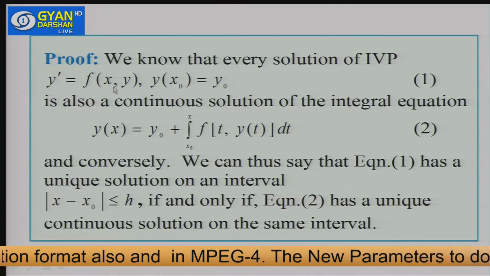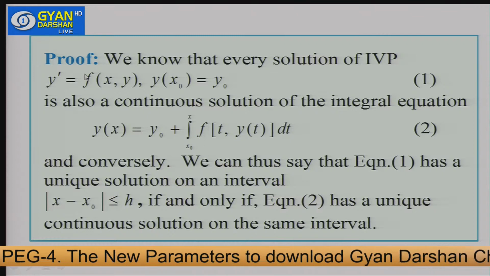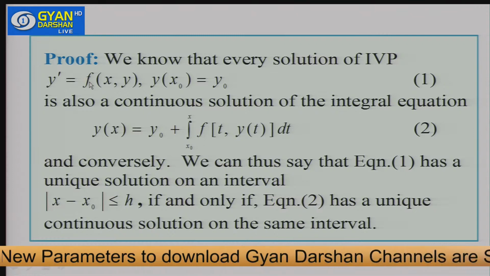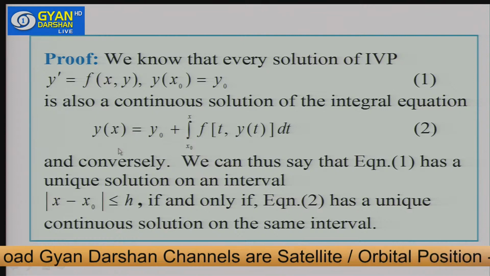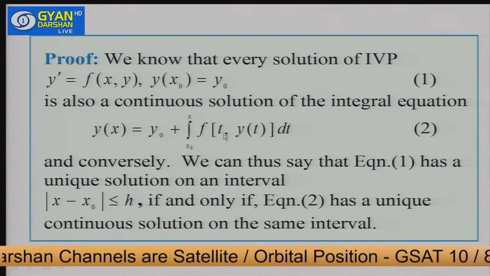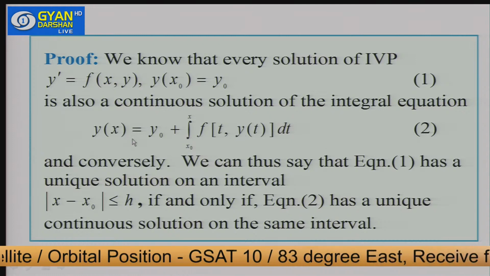What you need is for f to be continuous, because you are taking integration. That is a sufficient condition, not necessary but sufficient. Continuity is sufficient, so we can integrate. And again, if y is differentiable, then by just differentiating 2 you can get 1. So conversely we can convert it.